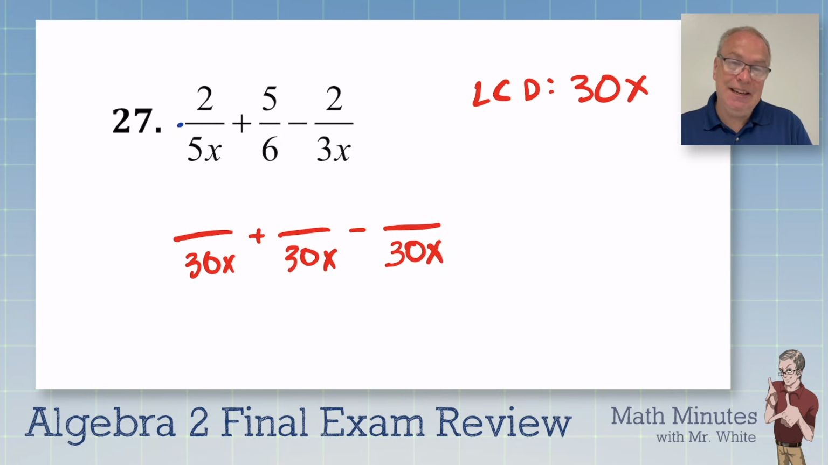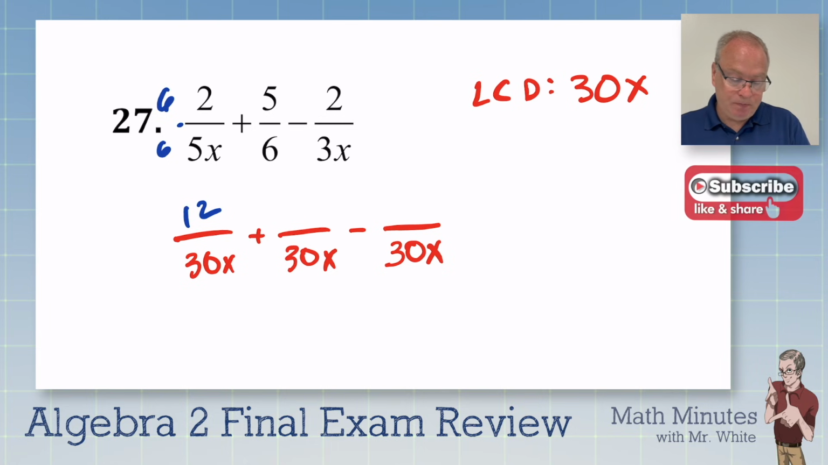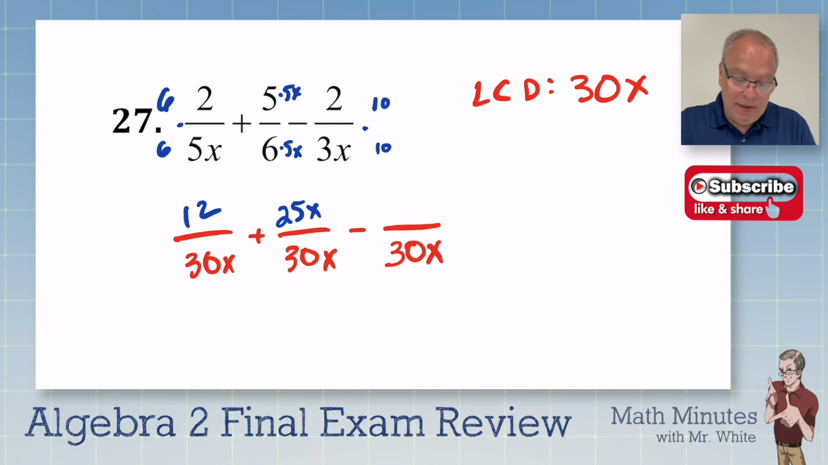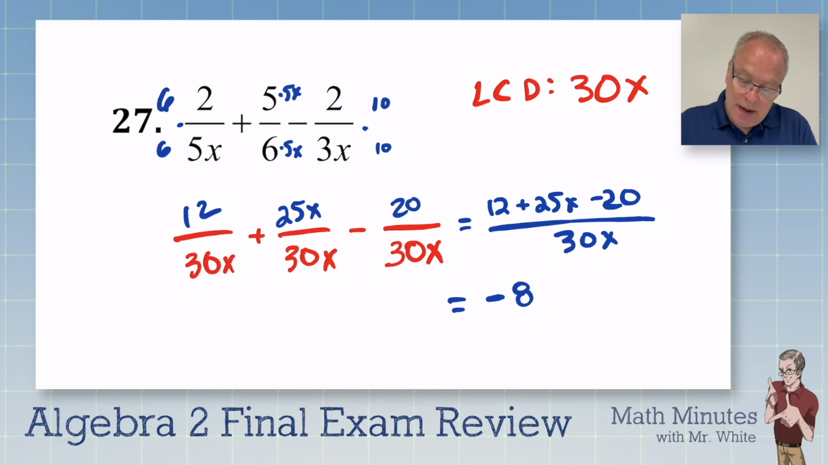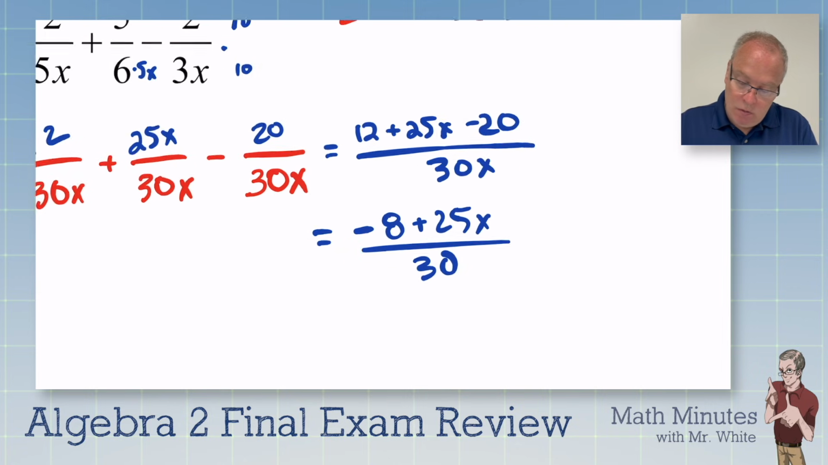So what's it going to take to get there? This will be multiplying by 6 over 6, so that's a 12. This one's going to need a 5x, so we're going to get 25x there. And then the last one simply needs a 10, so that's going to be 20. So we end up getting 12 plus 25x minus 20 all over 30x. So that is negative 8 plus 25x all over 30.